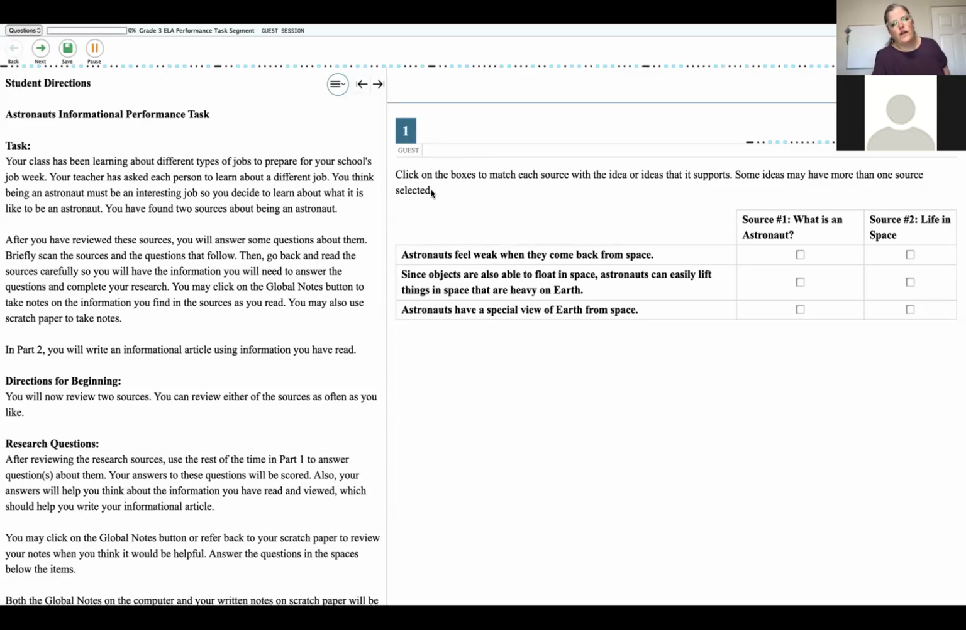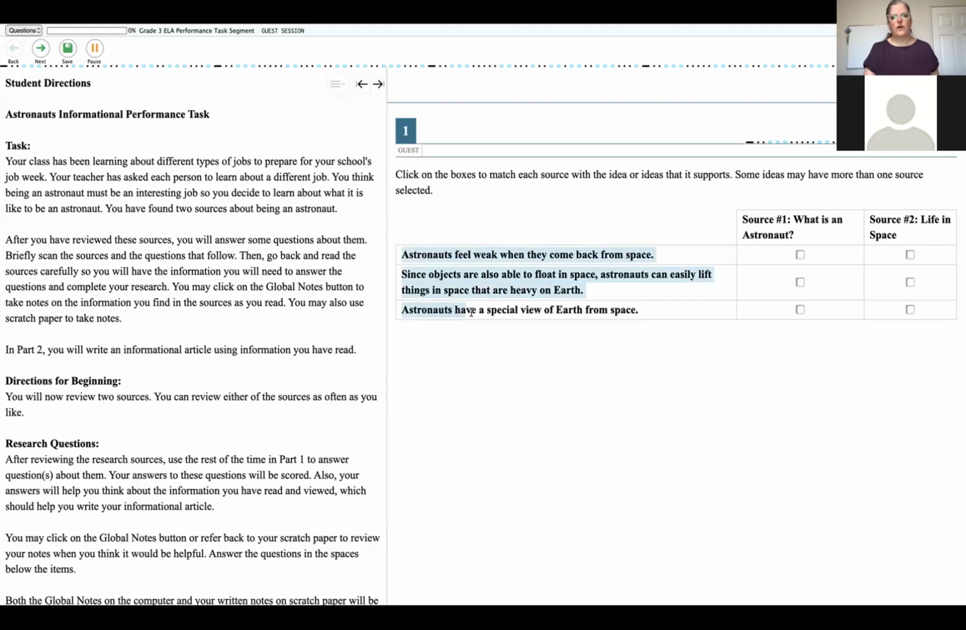All right, so over here on this side, do you see where the number one is right here, right, Sean? And then if I go way over here, do you see how there's a one and a two on this side? See that? Okay, good. So there's two sections to this part of the test. Section one is right here. It says click the boxes to match each source with the idea or ideas that it supports. Some ideas may have more than one source selected.